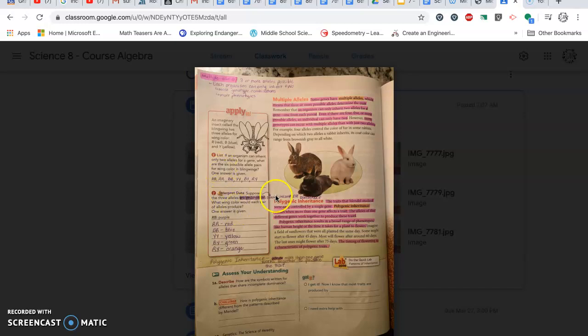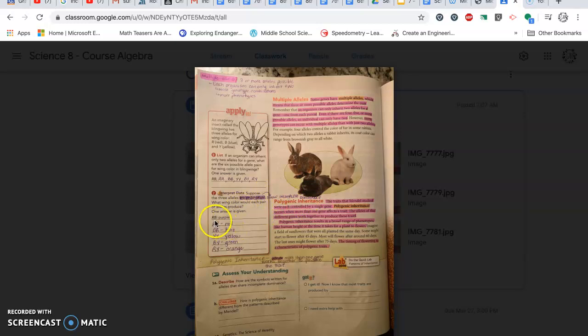All right, and down here it says, suppose the three alleles are codominant. Cross that out in your book, they're not codominant. What they're asking for is incomplete dominance. So suppose the three alleles show incomplete dominance. What wing color would each of these pairs of alleles produce?